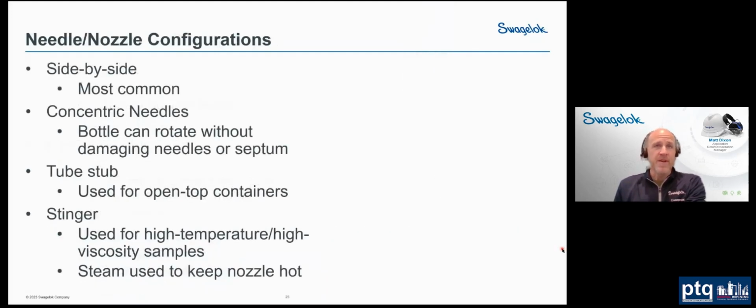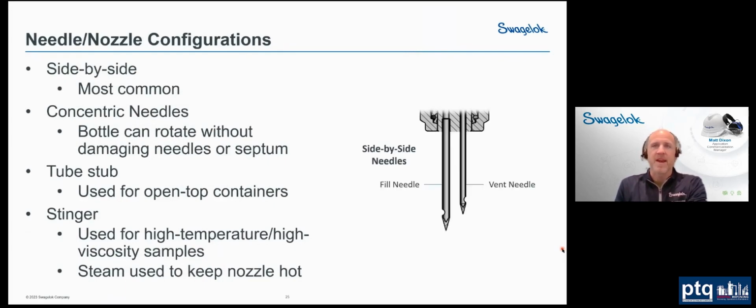Now with the needle configurations, again, there's a number of different choices that we have. We've got the most common, which is going to be a side-by-side needle arrangement, where you've got two needles, again, that pierce the septum, like we just looked at in the example. So your sample would come in through a fill needle and dispense out. And then as those gases are displaced out of the bottle, you would have the vent gases going out the vent needle. Now, in addition to that, there's a different approach to this, and that would be having concentric needles.